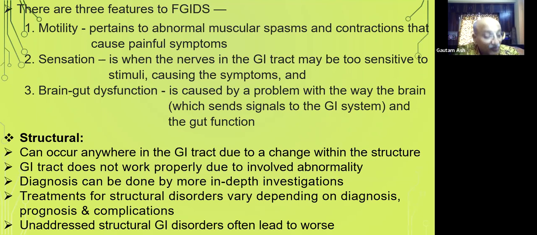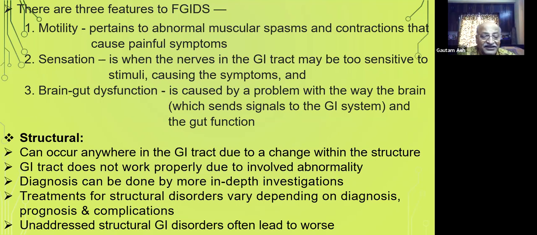Then we'll come to a provisional diagnosis. To confirm that provisional diagnosis, we have to go for laboratory investigation. That is called in-depth investigation to confirm the diagnosis. Once the diagnosis is confirmed, we'll decide on the treatment or management part. Treatments for structural disorders vary depending on diagnosis, prognosis, and complications. Already I have discussed this issue, taking the example of appendicitis.